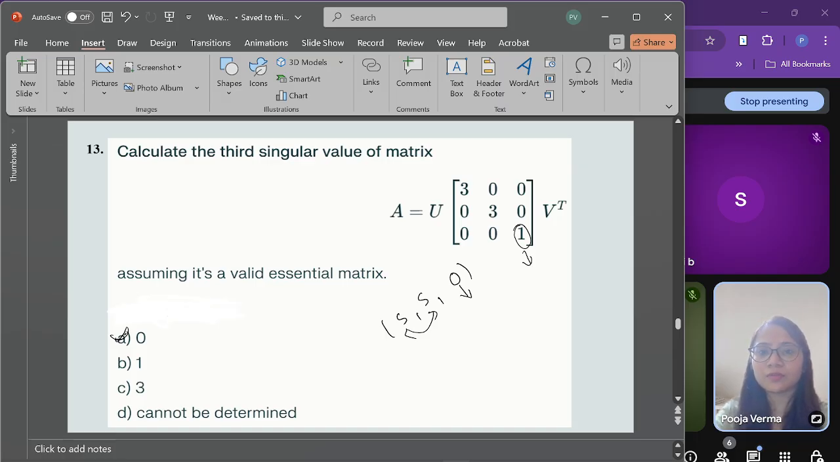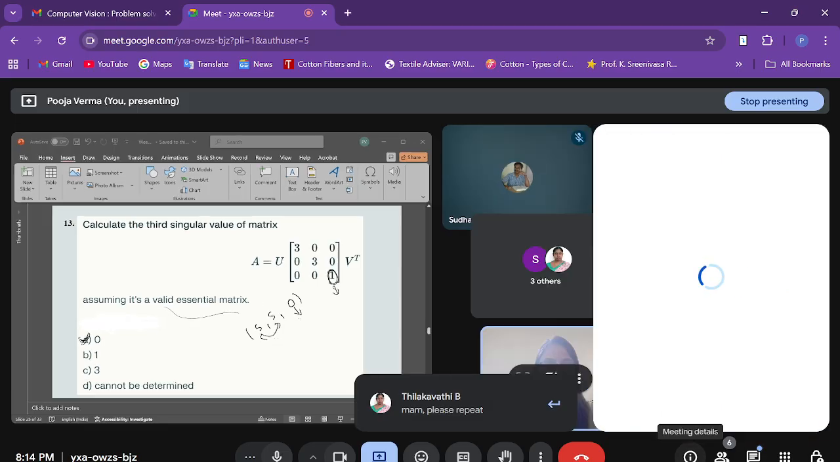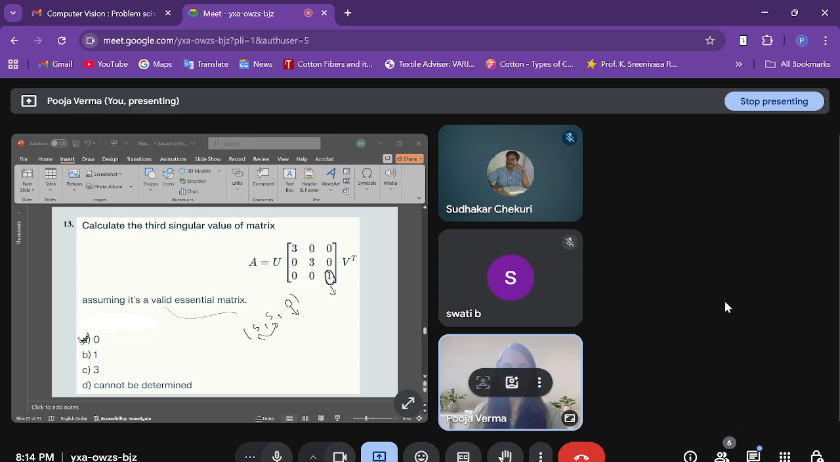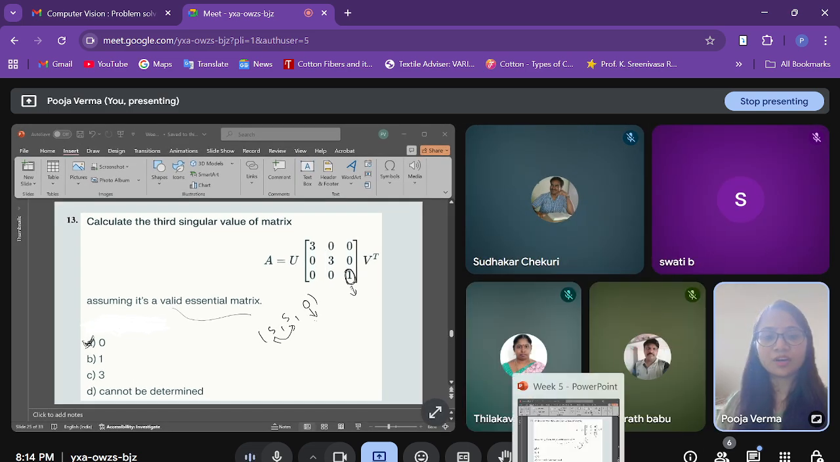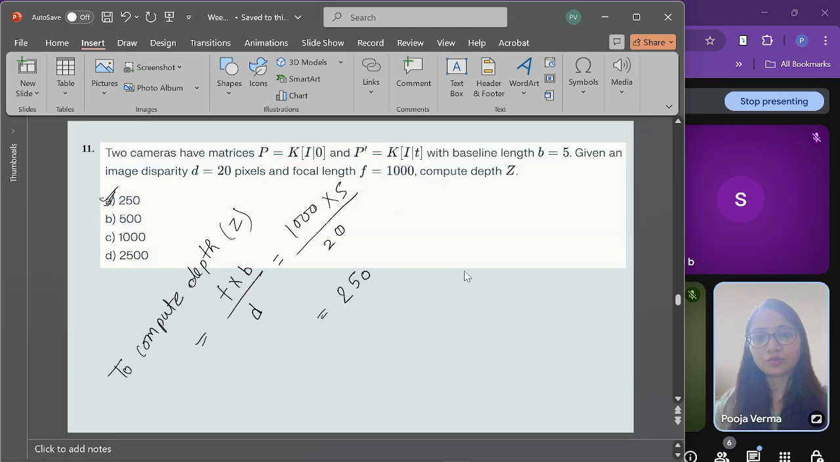Okay, so calculate the third singular value for a matrix. It is tricky here: 1 is given, but for a valid essential matrix it should be 0. So for that, option A should be the correct answer. This question is a trick. Already we have studied this; two questions we have solved.